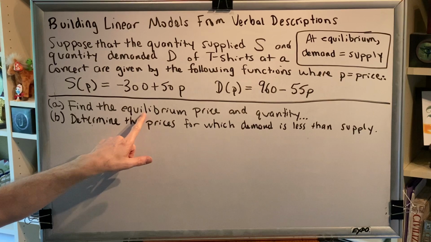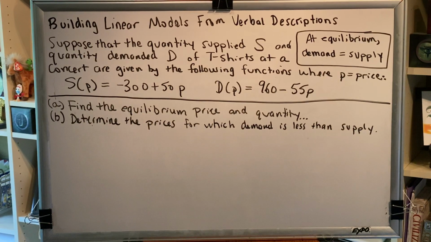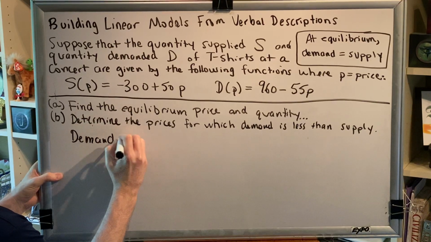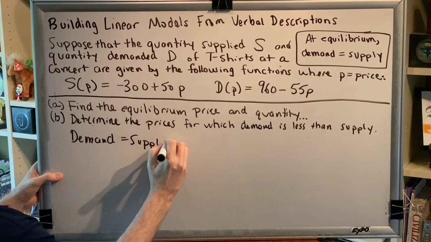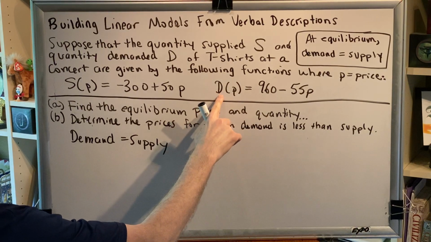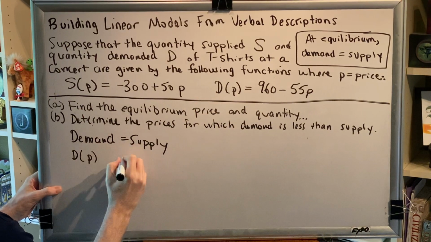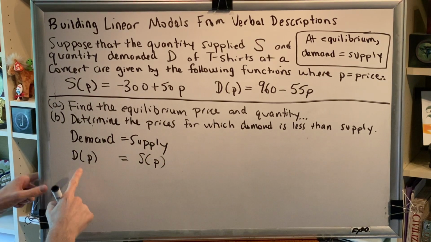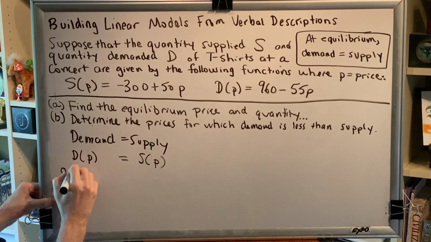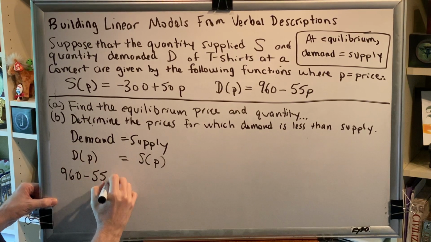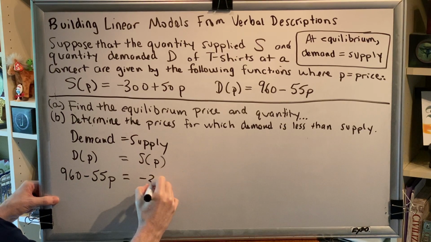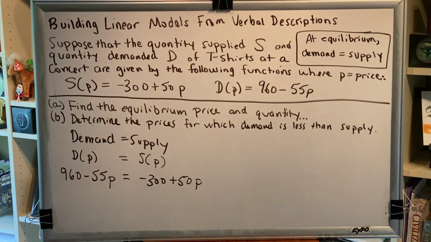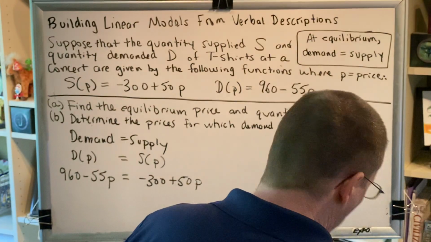Well, the moment you see equilibrium, the first thing you should think is demand equals supply. So we're going to write that down. Demand equals supply. In this problem, demand is represented by the function d of p, and supply is represented by the function s of p. And we know what each one of those is equal to. D of p is equal to 960 minus 55p, and s of p is equal to negative 300 plus 50p. So now all we have to do is solve this for p. All right, let's go ahead and do that.